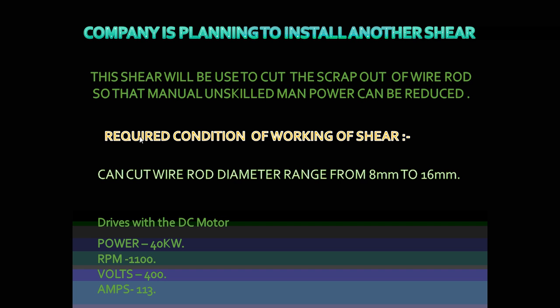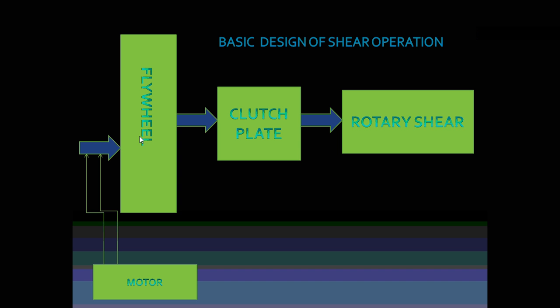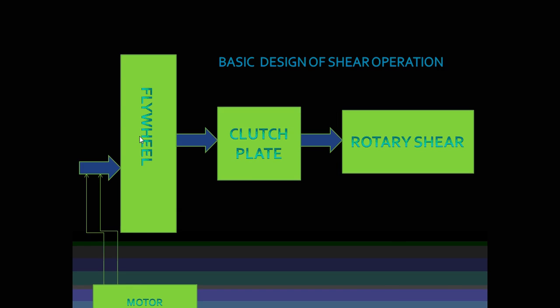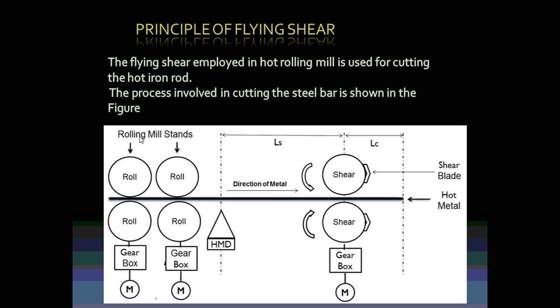RPM will be 1100, voltage will be 400 volt, amperes will be 113. So this is the basic design which you are seeing. The motor runs the flywheel through a belt, and then the flywheel is connected to a clutch plate, which is further connected to a rotary shear. The principle of our flywheel is simple, as you have seen there.